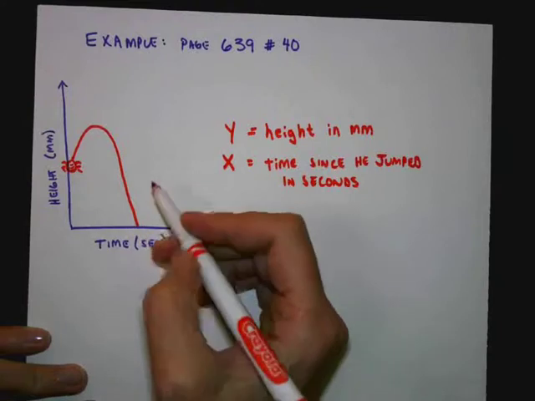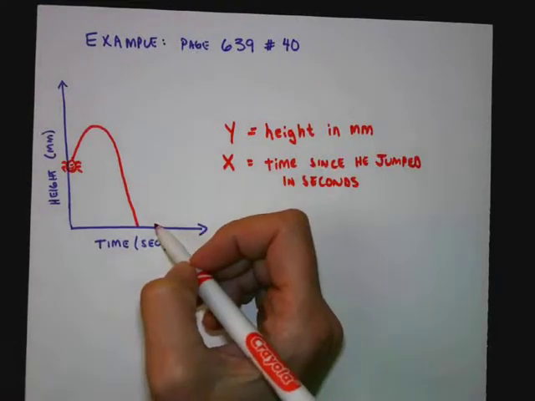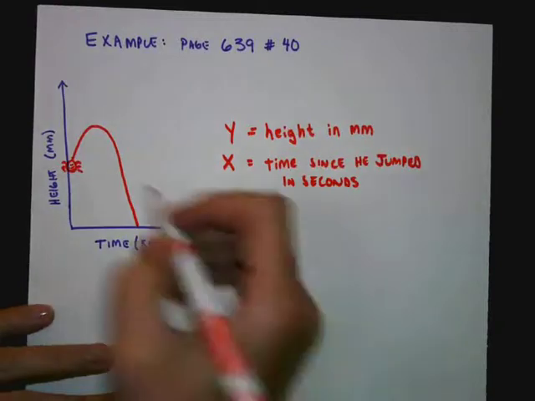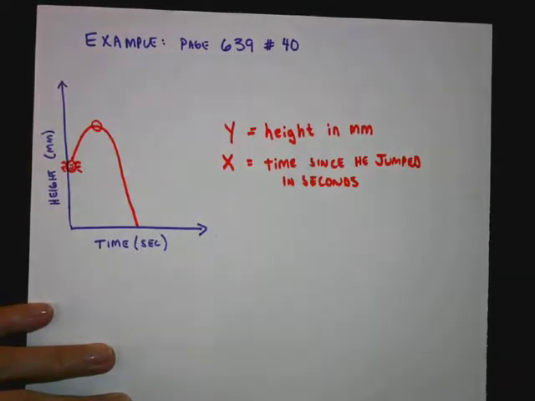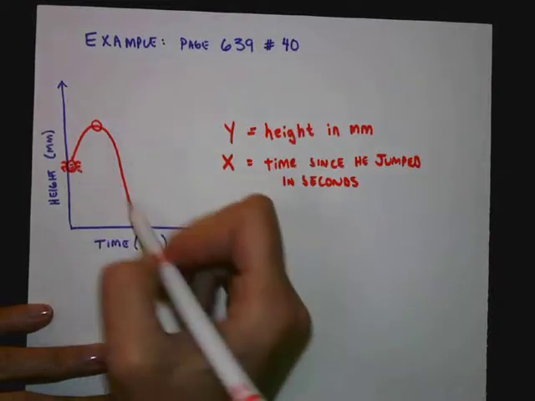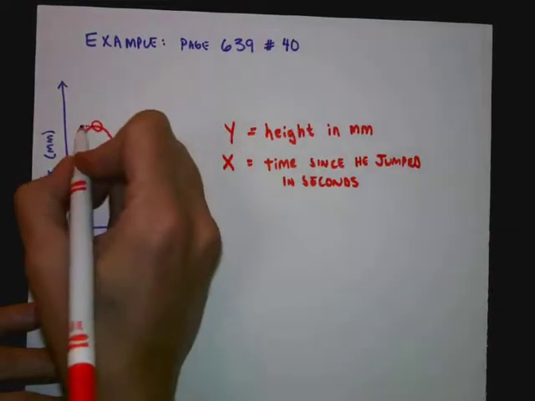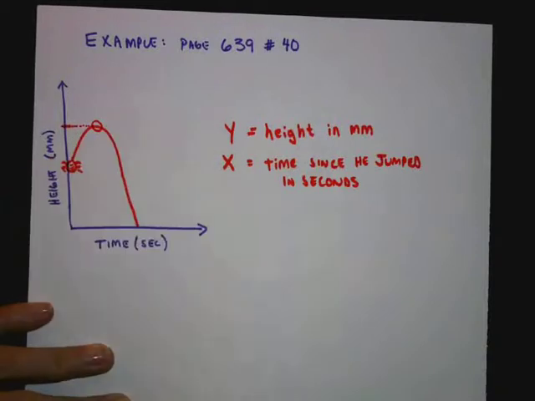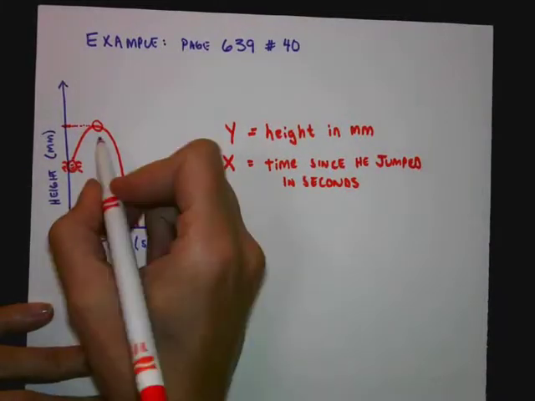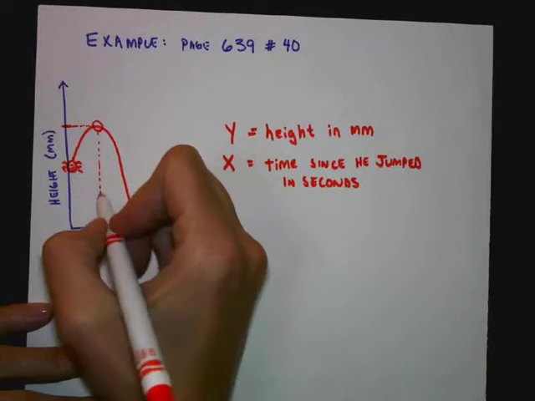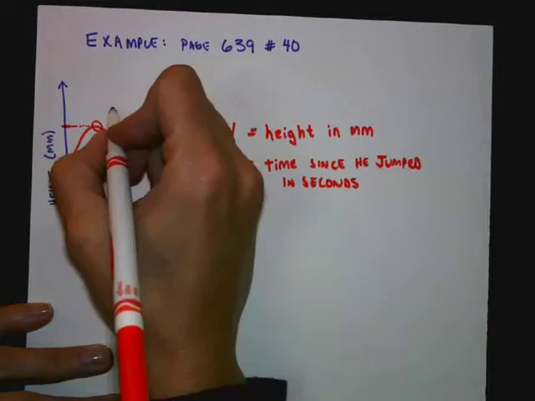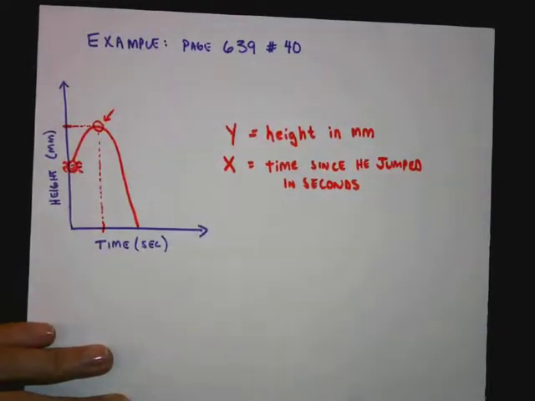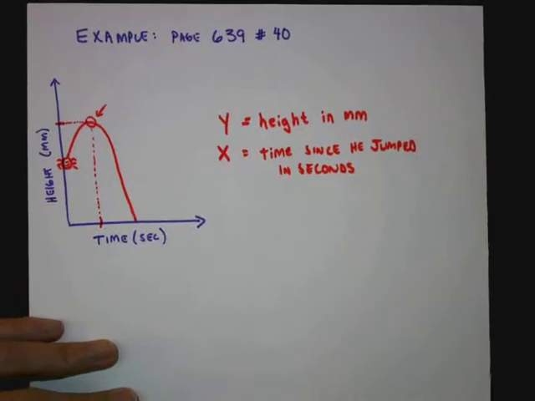The question asks, what is the maximum height that he reaches and how long does it take him to get there? Well, we can tell from looking at our graph that this point here is going to represent his maximum height, and that is the vertex of the parabola that is his jump. If we know the y-coordinate of that point, that's going to tell us the maximum height that he reaches. And if we know the x-coordinate of that point, that's going to tell us how long it takes him to get there. So if I knew the coordinates of that point, I would know his maximum height and how long it takes him to get there.